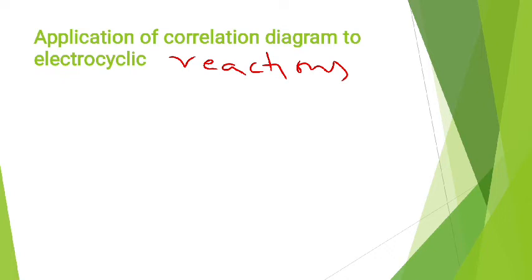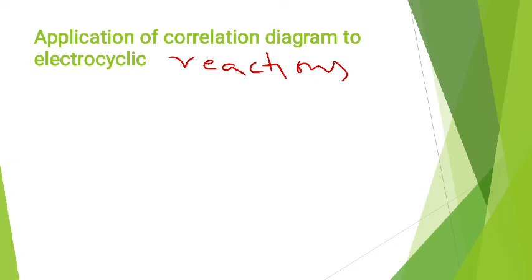The transition state of such a reaction should be intermediate between the electronic ground states of starting material and product. So the most stable transition state will be the one which conserves the symmetry of the reactant orbitals in passing to the product orbitals.